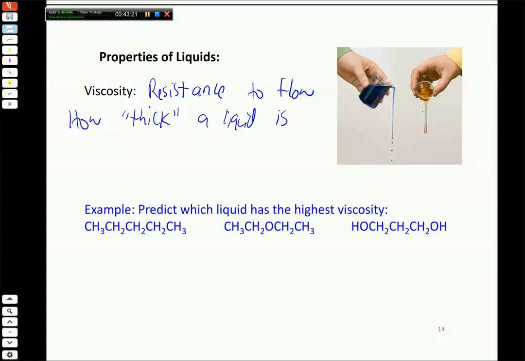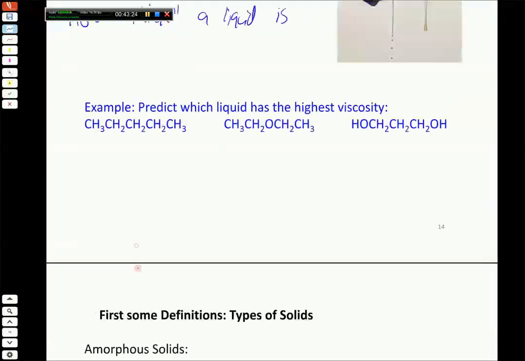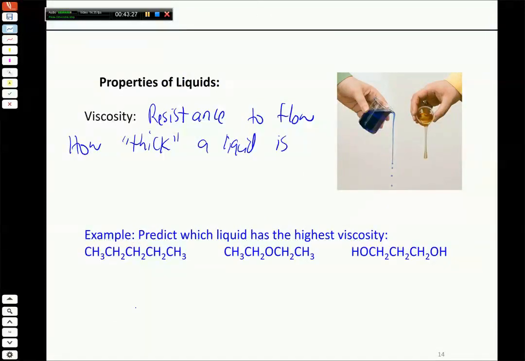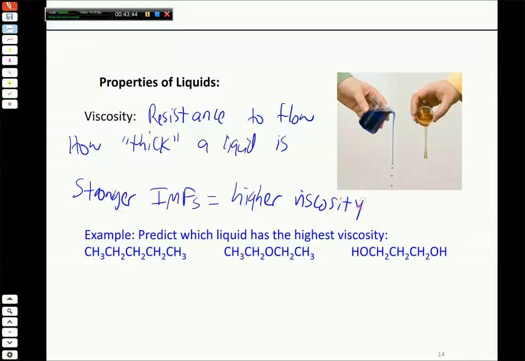The thicker the liquid is, the more difficult it is to pour or flow, which we refer to as having higher viscosity. The correlation here is also that if you have stronger intermolecular forces, that correlates with a higher viscosity for the liquid. So the resistance to flow is what's referred to as viscosity. It tells you how thick a liquid is, and the more intermolecular forces you have, the higher the viscosity is going to be. Let's talk about a quick example problem. We want to predict which of these three liquids has the highest viscosity.